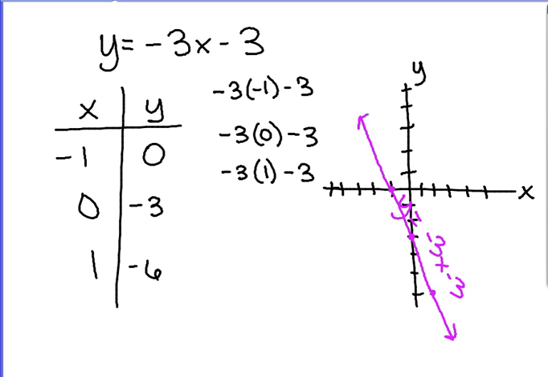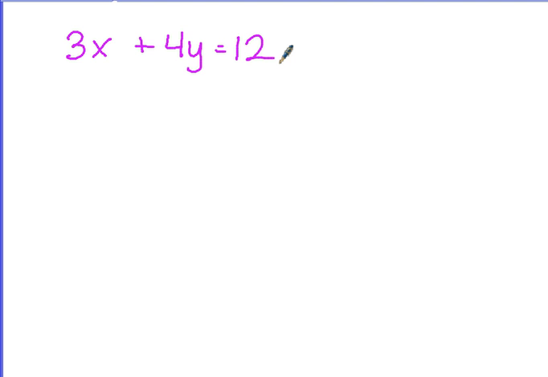I'm going to give you one more. This one I want you to try on your own. We'll check it when we come back into class. All right, we have 3x plus 4y equals 12. Okay, so go ahead and try that one on your own, and we will check it when we come back into class.